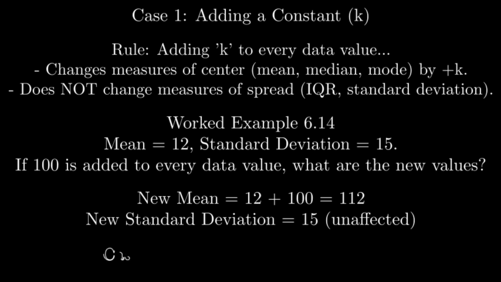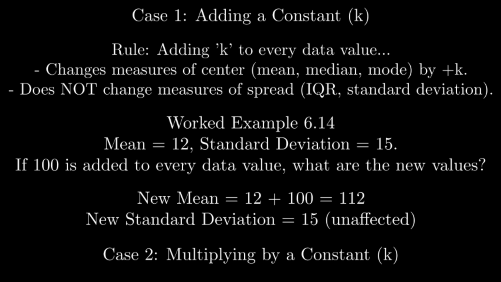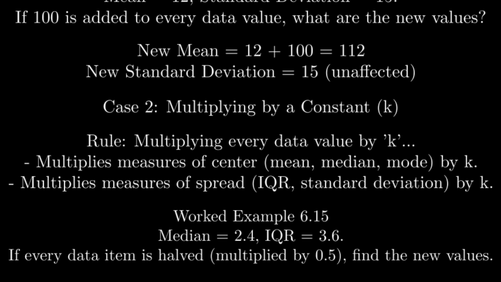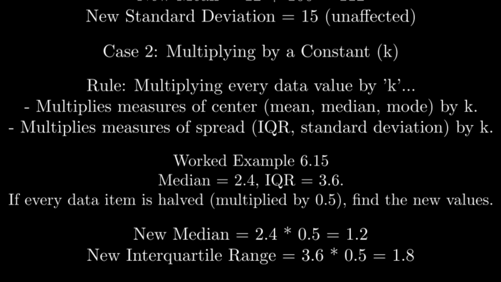Now for the second case, what happens if we multiply every value in the dataset by a constant k? When you multiply by a constant, you are stretching or shrinking the entire dataset. This affects both the center and the spread. The rule is that both the measures of center and the measures of spread get multiplied by that same constant k. Let's say a dataset has a median of 2.4 and an IQR of 3.6. If we halve every data item, that's the same as multiplying by 0.5. The new median will be 2.4 times 0.5, which is 1.2. The new interquartile range will also be multiplied by 0.5, so 3.6 times 0.5 is 1.8. Both the center and the spread are halved.